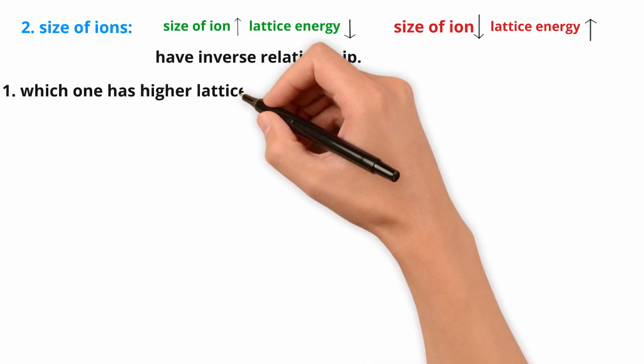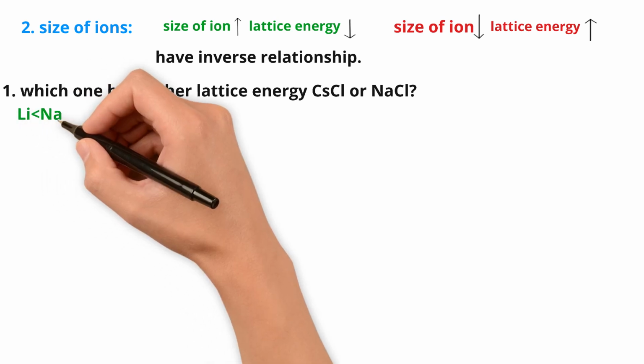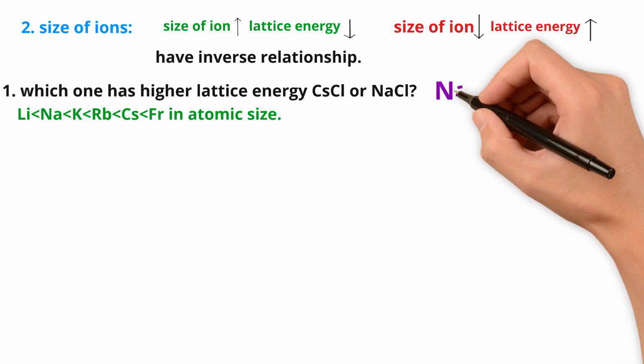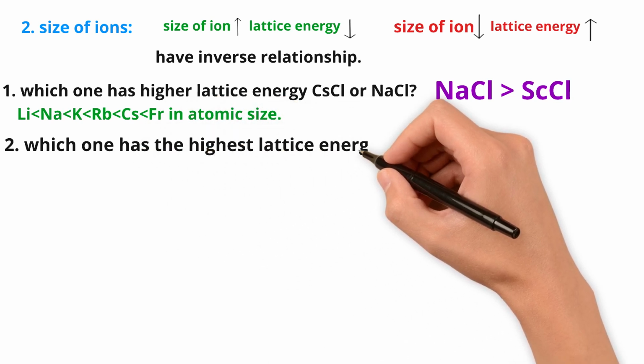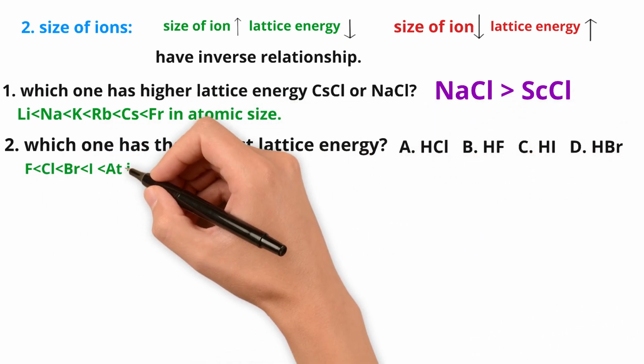Which one has higher lattice energy? Cesium chloride or sodium chloride? Try to answer. Cesium and sodium are group 1 metals. In size, lithium is less than sodium, sodium less than potassium, potassium less than rubidium, rubidium less than cesium, and cesium less than francium in atomic size. Therefore, sodium chloride has higher lattice energy than cesium chloride.